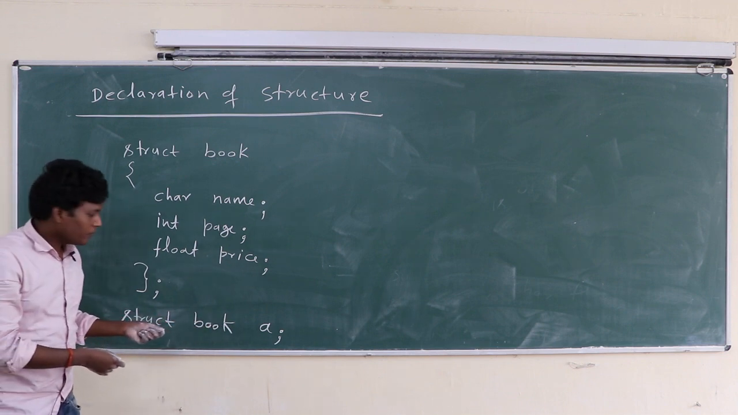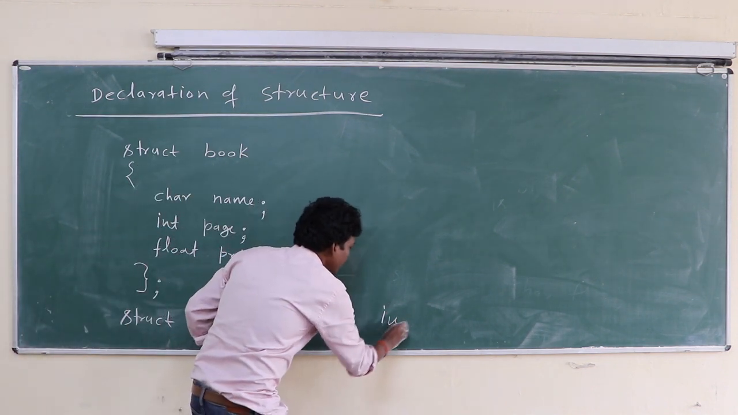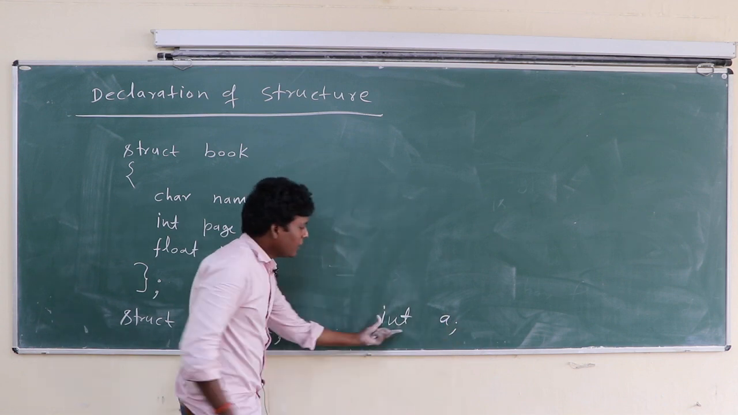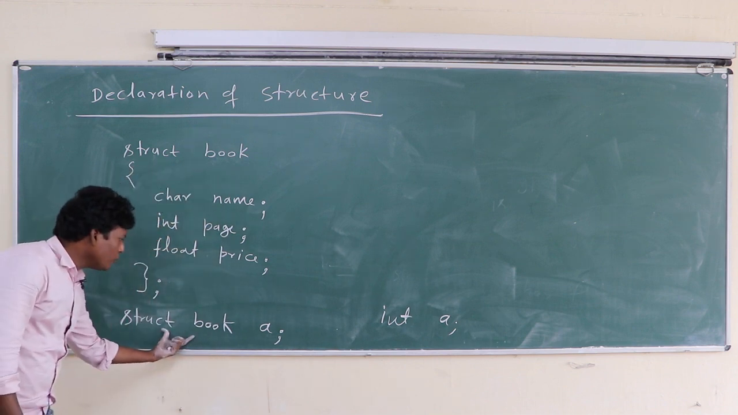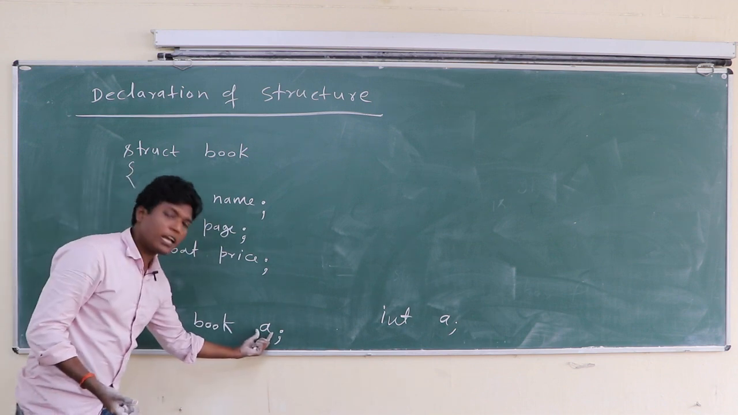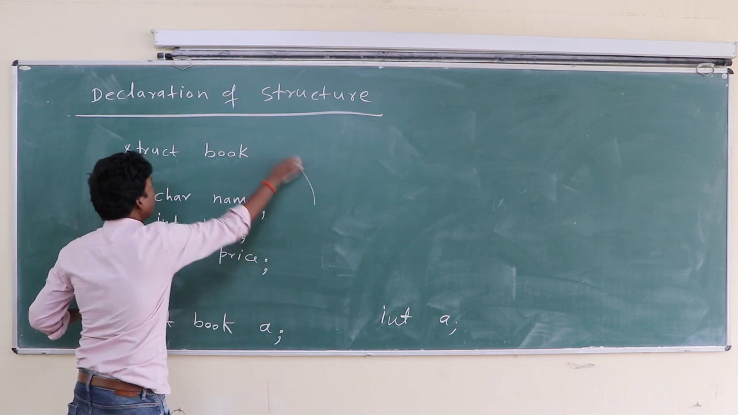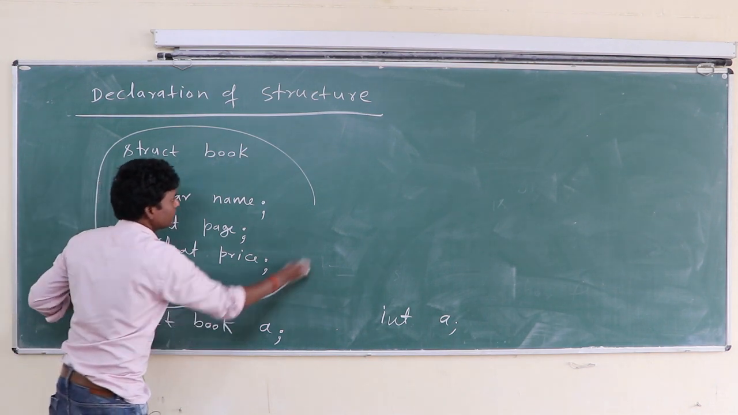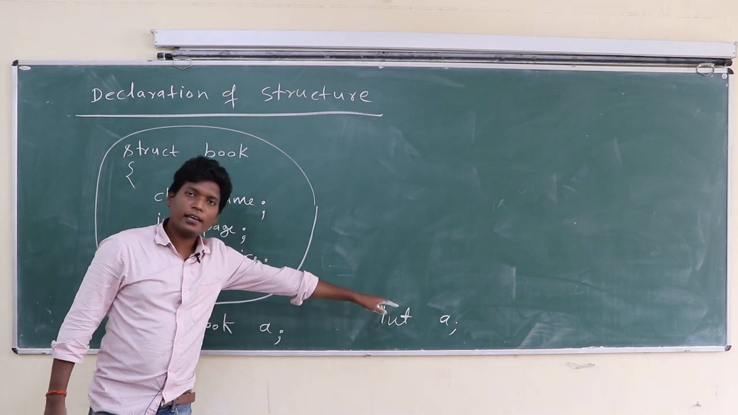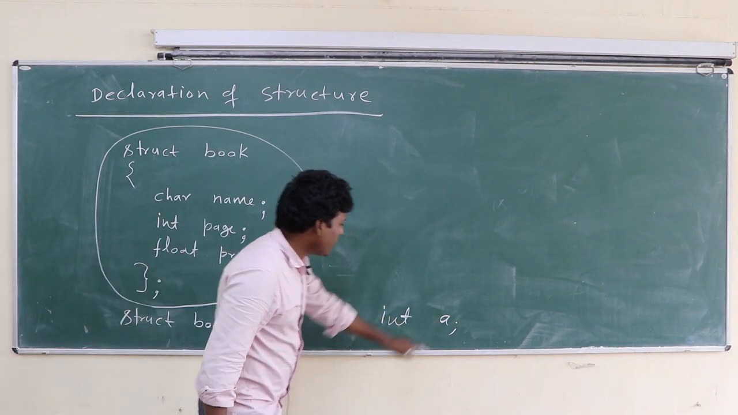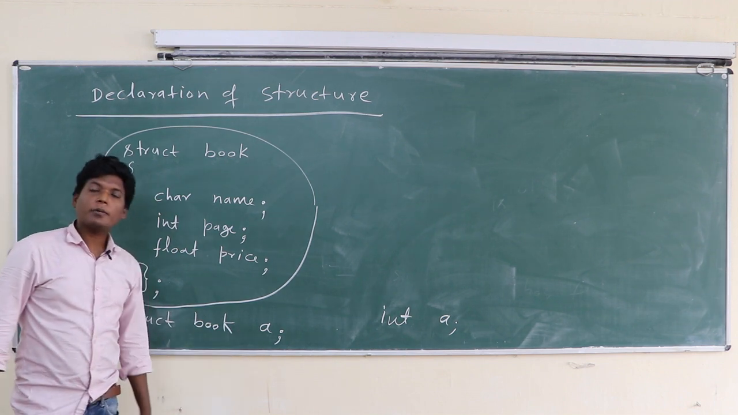This is the structure data type, and a is a variable. So it is just like int a. Int is a data type, a is a variable. Here struct book is a data type, a is a variable, and this struct book is like this. Okay class? So such as int a, where int is a data type, a is a variable. In the same way, struct book is a data type and a is a variable.